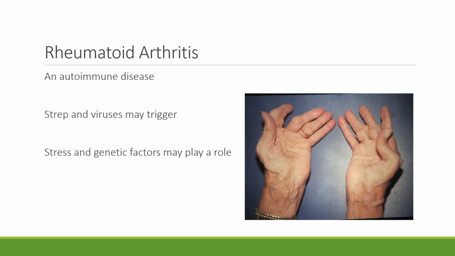Here are some things we do know about rheumatoid arthritis. It is an autoimmune disease. Auto means self, and in these individuals, their immune system is attacking their body. Strep and viruses might trigger this, we're not sure. Stress and genetic factors may also play a role.